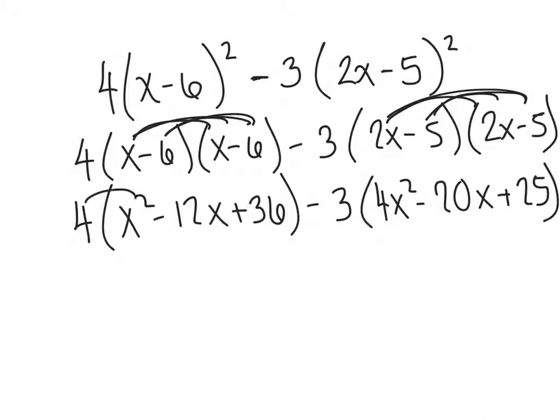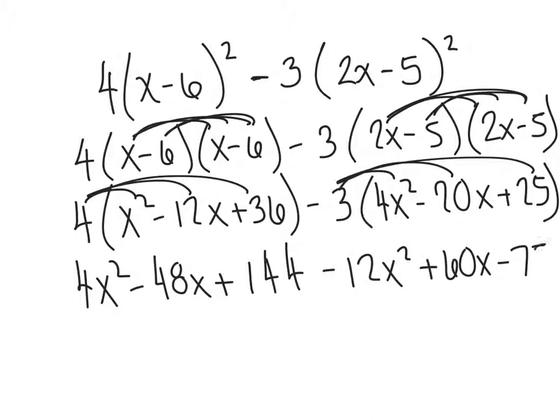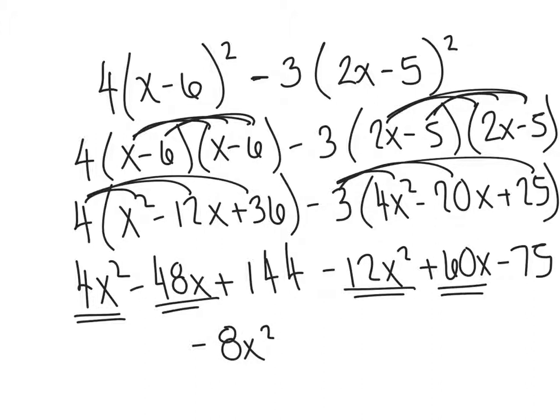Okay, now I'm going to distribute this 4 to get 4x squared minus 48x plus, let's go with 144, I believe. And then we'll distribute the negative 3 to get negative 12x squared plus 60x minus 75. And then we just got to focus on combining like terms. So how about this one with this one to get negative 8x squared? We'll combine negative 48x with 60x to get positive 12x. And then 144 minus 75 makes 69. And there is your final answer.